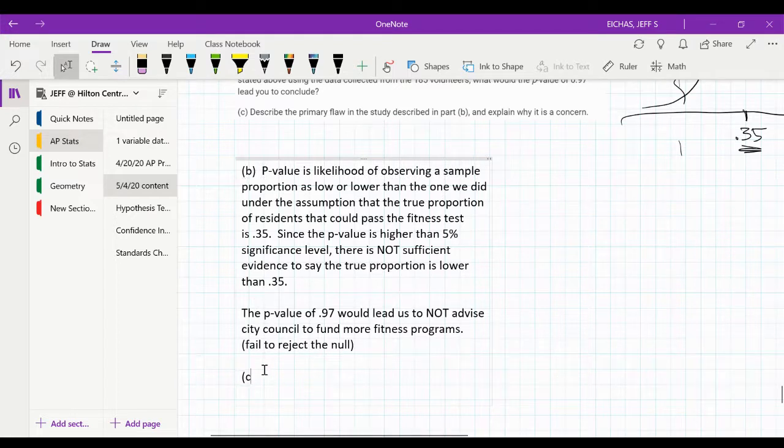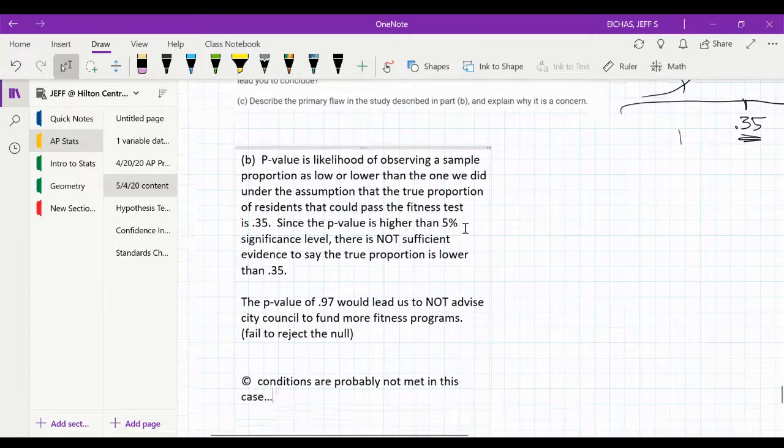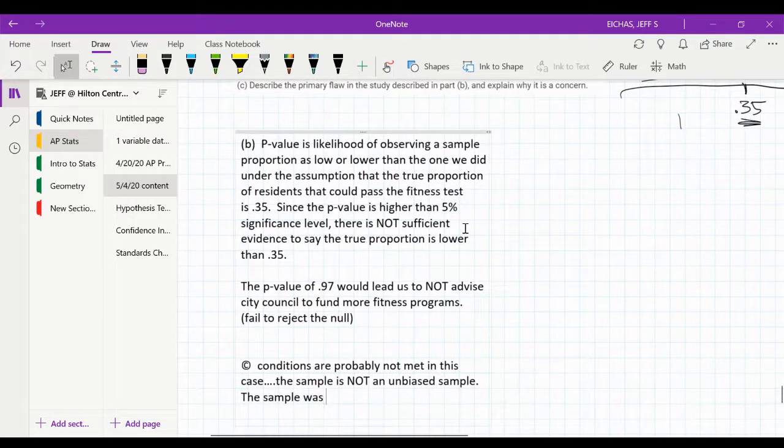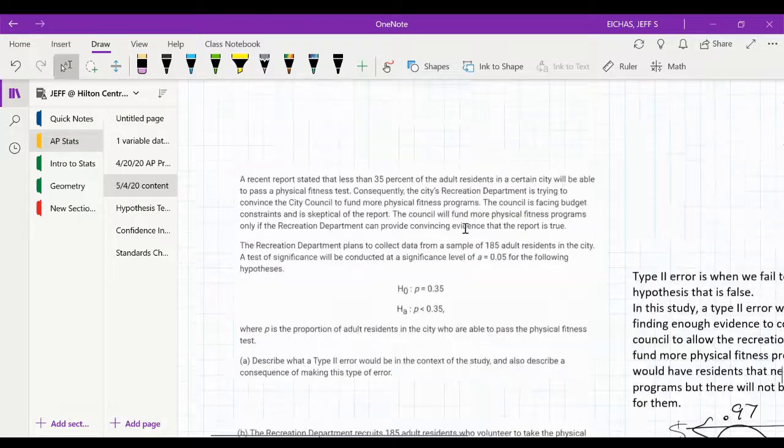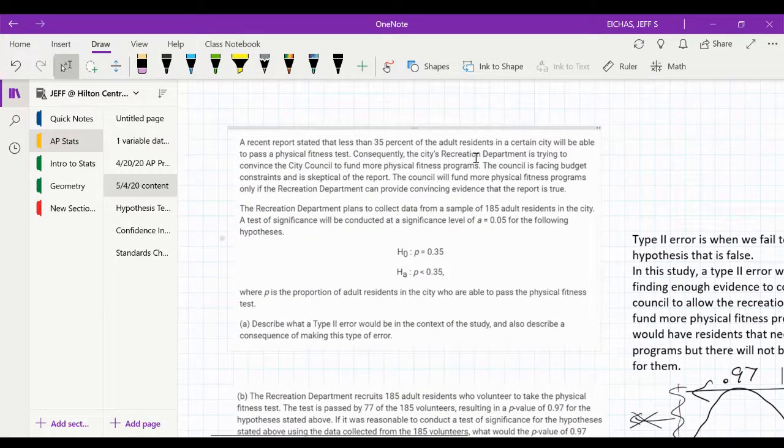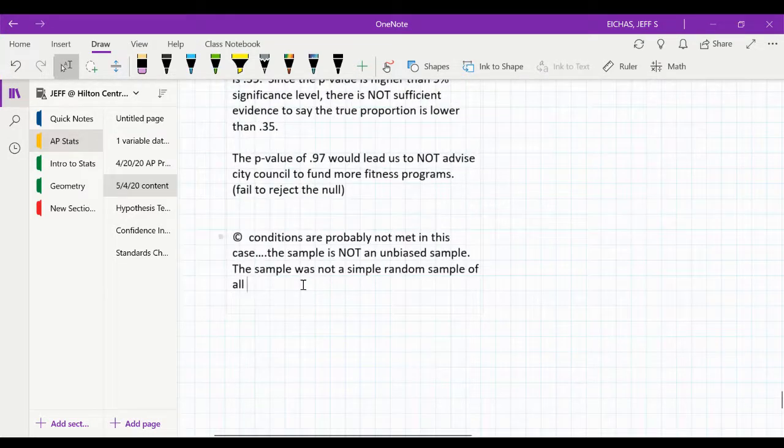All right, so now for C, describe the primary flaw. Basically what we would say is the conditions are met. What does that mean? The sample is not an unbiased sample. The sample was not a simple random sample of all adult residents. It was a group of volunteers.